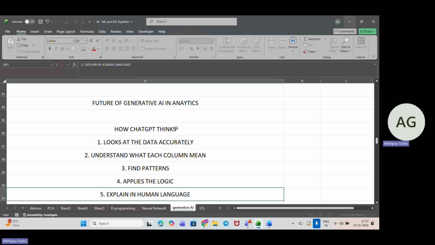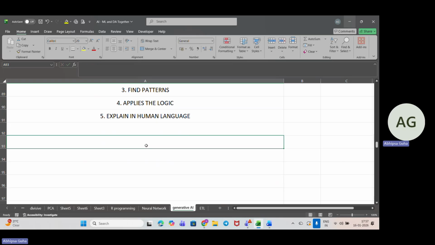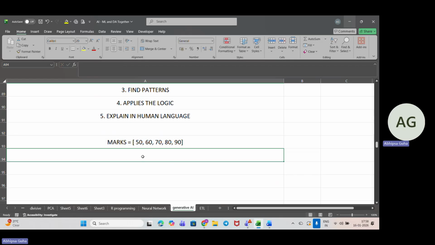Okay, now let's take a small data set. Suppose we are taking a data set of marks. It contains, suppose, the data 50, 60, 70, 80, 90. Now this means five students, and each number is actually the marks that a student has got.